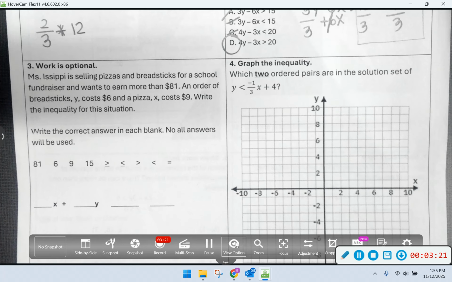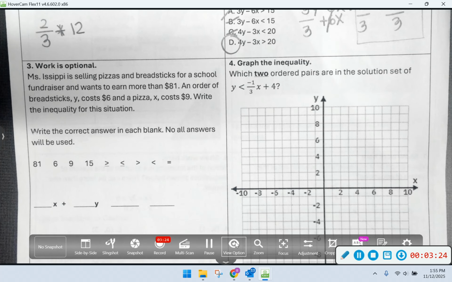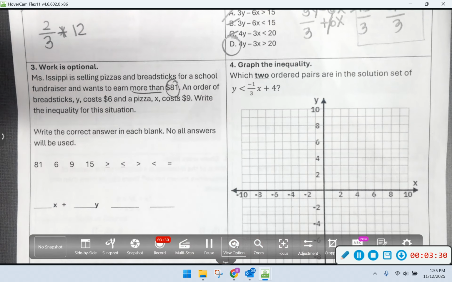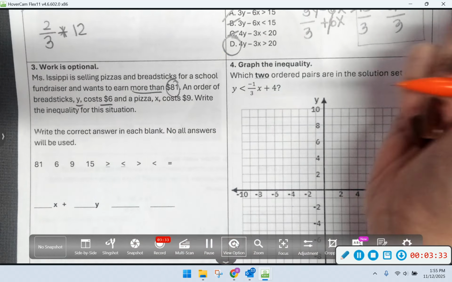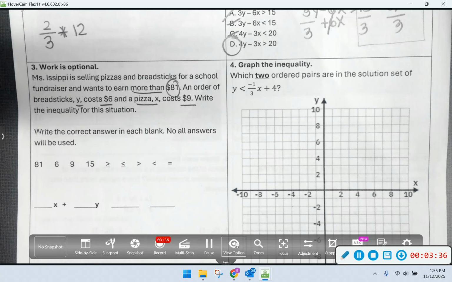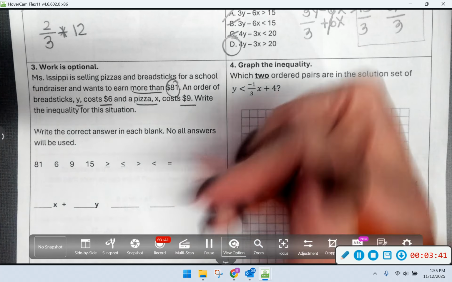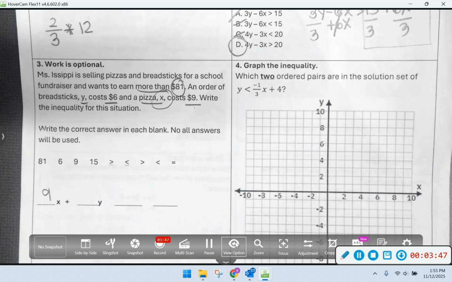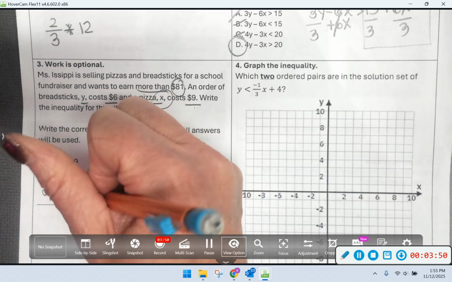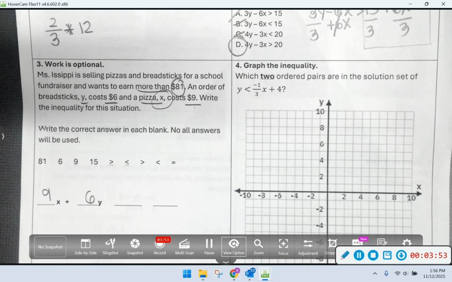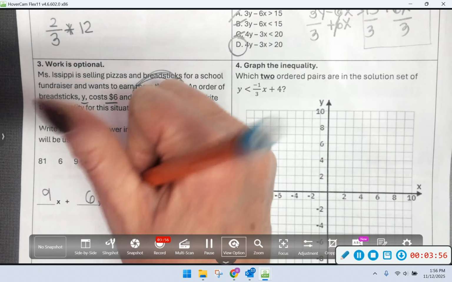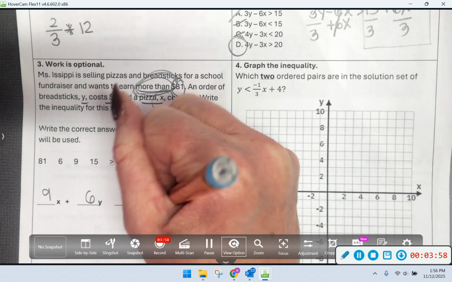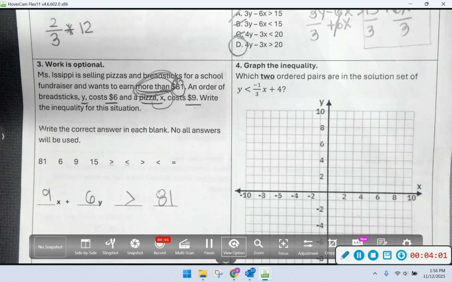Number 3, work is optional for this one. Miss Iasipi is selling pizzas and breadsticks for a school fundraiser and wants to earn more than $81. An order of breadsticks, Y, costs 6. Pizza, X, costs 9. Write an inequality for this situation. Now pay attention to what X and Y are because they switched them on purpose. X is my pizzas, so we're going to write 9 in front of X. Breadsticks are my Y, so we're going to write 6 in front of Y. We want more than 81, so that is going to be greater than 81. Now it's just greater than. We want to make more than $81.